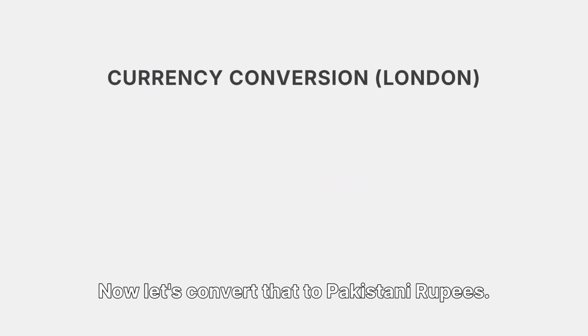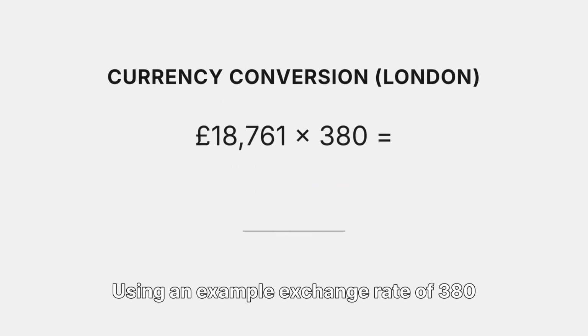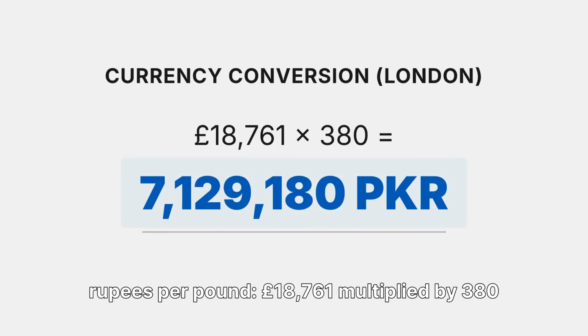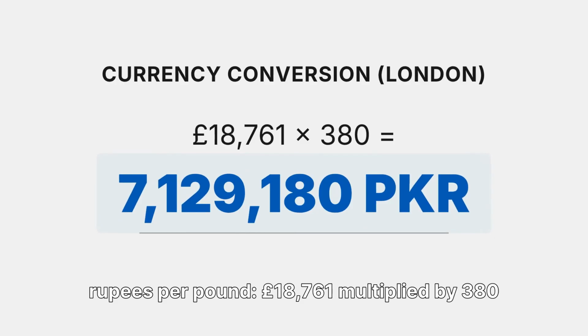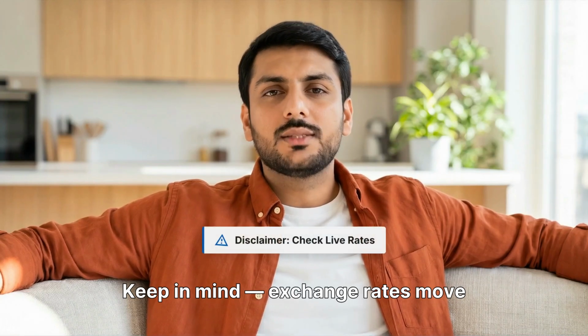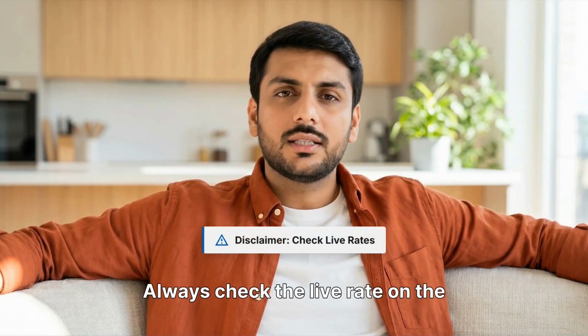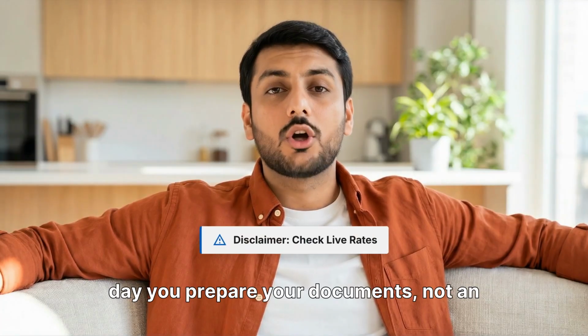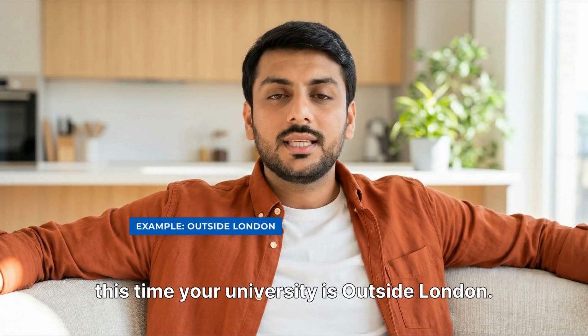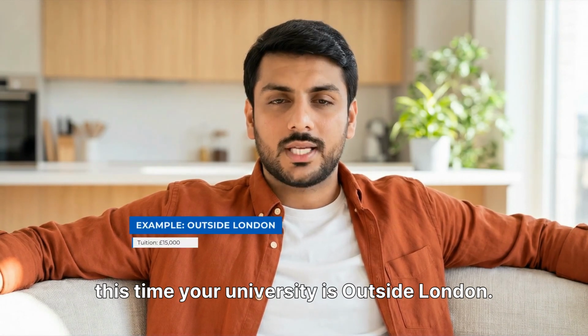Now let's convert that to Pakistani Rupees. Using an example exchange rate of 380 rupees per pound, 18,761 pounds multiplied by 380 equals approximately 7,129,180 Pakistani rupees. Keep in mind, exchange rates move daily. Always check the live rate on the day you prepare your documents, not an old rate from a video like this one.